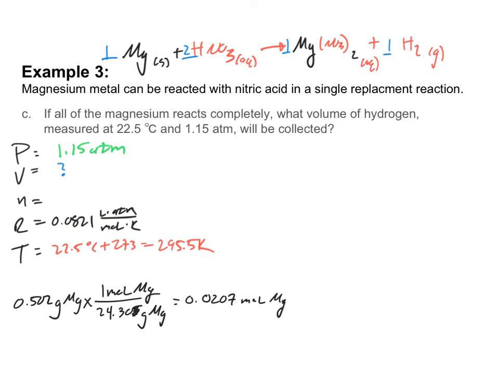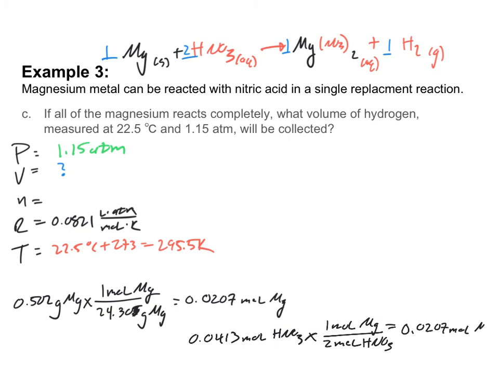Well, there's another way too, right? So I'm going to go back. If we had 0.0413 moles of HNO3, and I wanted to figure out moles of magnesium, I could take my 2 moles of HNO3 and my 1 mole of magnesium and get, let's see, 0.0413 divided by 2 gives me 0.0207 moles of, wait a minute, that's literally the same answer. Weird how that worked out.